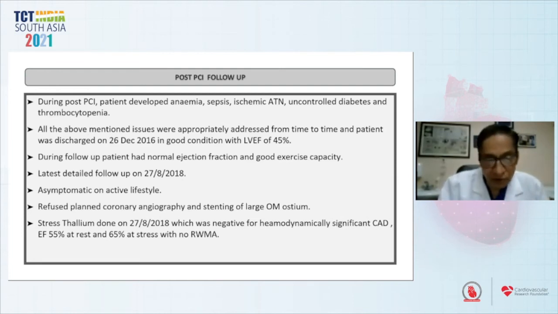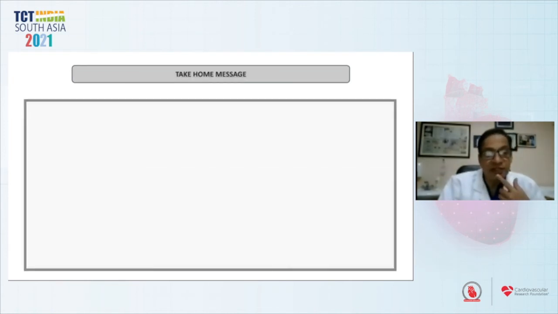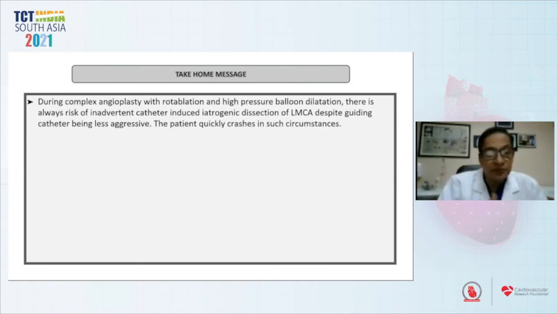The purpose was to persuade him to fix the OM, but since there was no significant ischemia, the patient also didn't agree, and we also didn't want to fix the OM. I think he was doing perfectly fine. The latest follow-up is 4 years later, which is December 2020, and the patient is going home. Is doing pretty well, right?